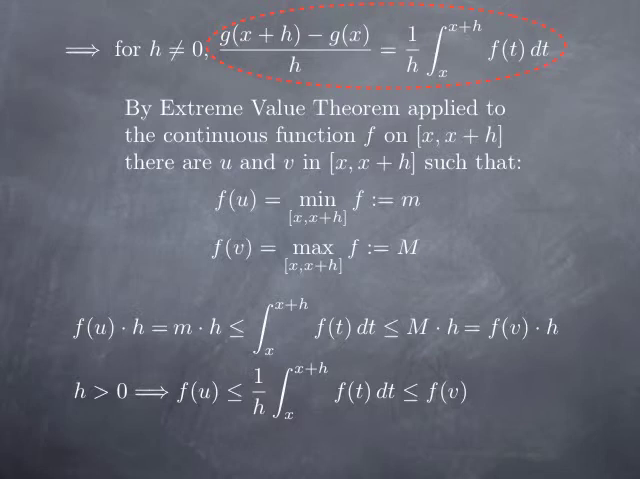But this expression 1 over h multiplied by the integral from x to x plus h is simply the difference quotient, g of x plus h minus g of x over h. So what we obtain is that this expression is between f of u and f of v. Of course, you may say, well, we assumed that h is positive, but h doesn't need to be. If h was negative, we would just get f of v on the left-hand side and f of u on the right-hand side.